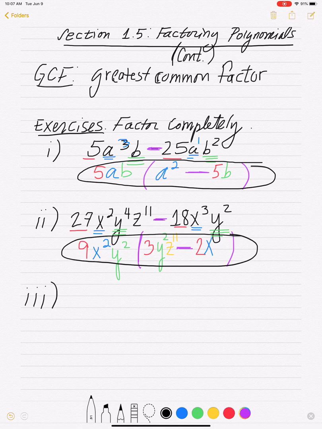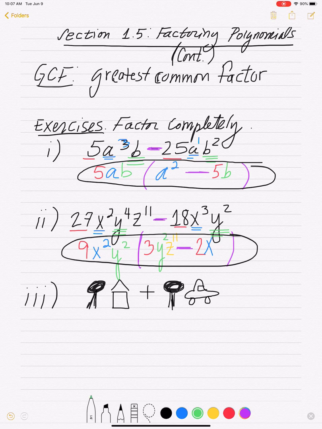Factorization. How about a number 3? How about we have a tree times a house plus a tree times a car. It's supposed to be a car.